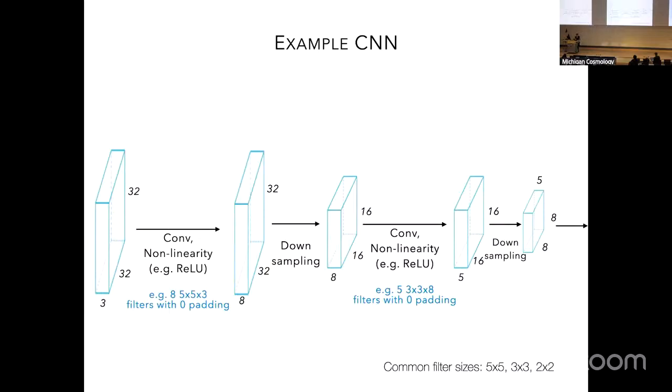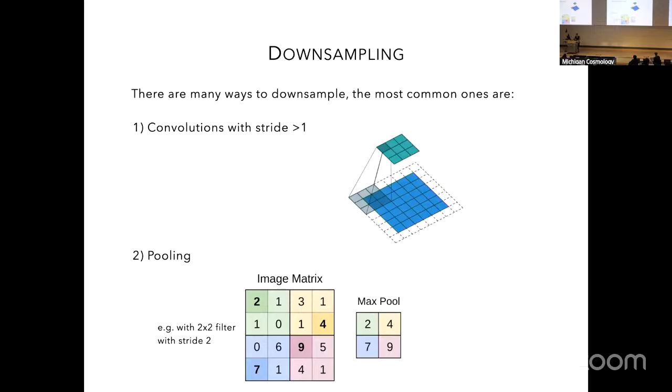There are 2 main ways of downsampling. The first one is to convolve with a stride that's larger than 1. That's the example that I gave before. And the other way is to do pooling. Pooling is basically bringing the pixels together. So max pooling is, say, I have a 2x2 filter with my max pooling, and I'm going to take the max of all the 4. And that's what I'm going to pass to the next layer.